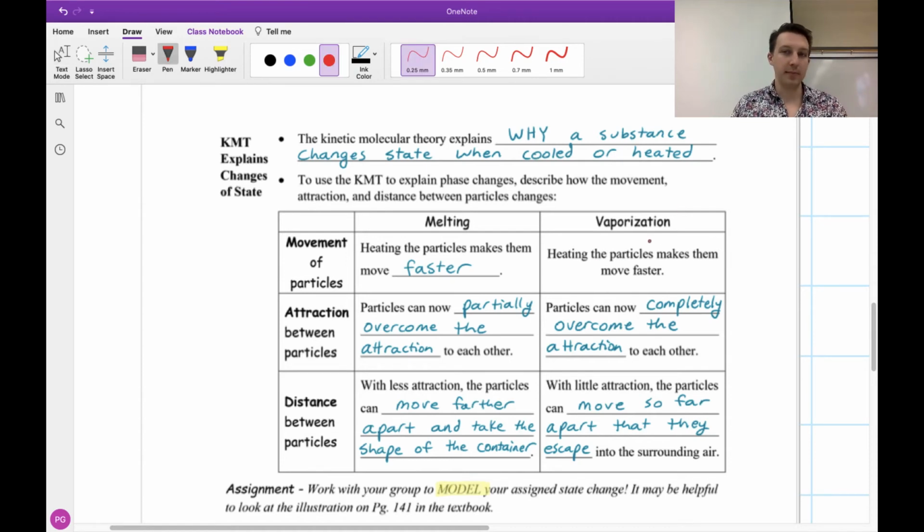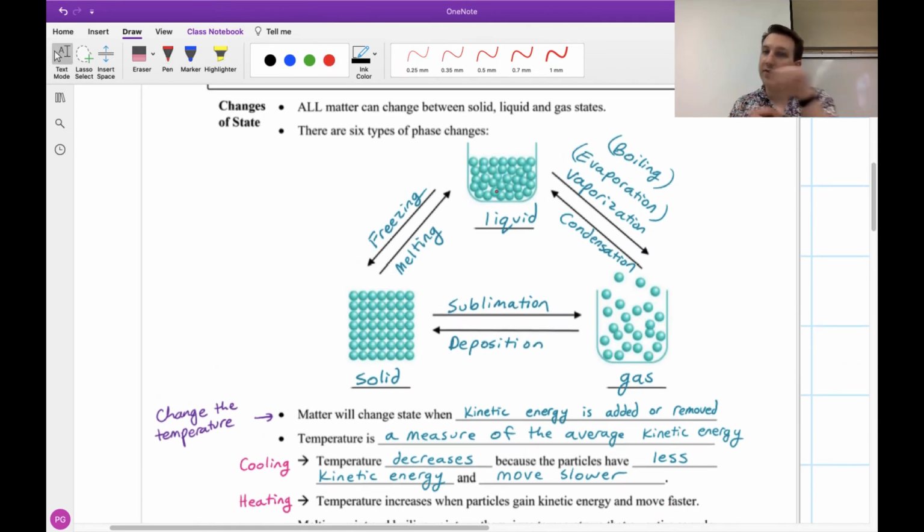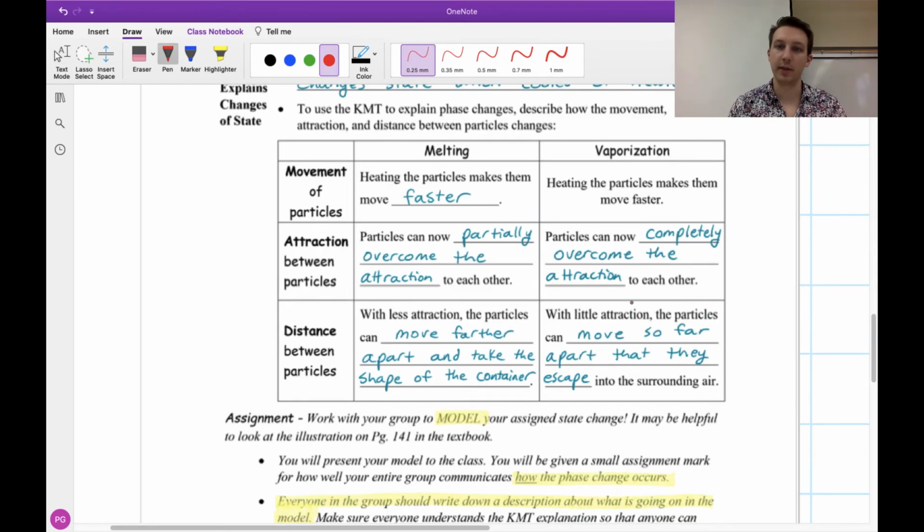Vaporization, so that's like boiling. So now we're heating the particles to make them move even faster. And now they can completely overcome the attraction. So now when we go from a liquid to a gas, instead of just flowing past one another, now they can just move in all sorts of different directions. There's not that same attraction to the other particles in the liquid. So they can completely overcome the attraction, and with basically no attraction, they can move far apart. So they can escape into the surrounding air, and they can fill up the whole volume of whatever container that they're in.